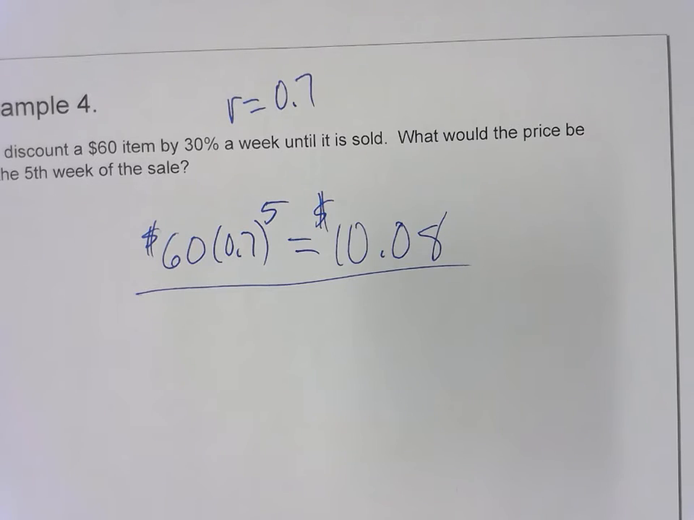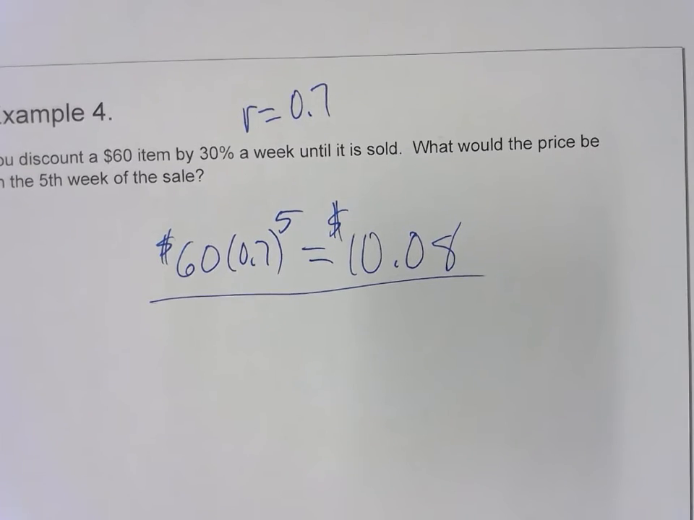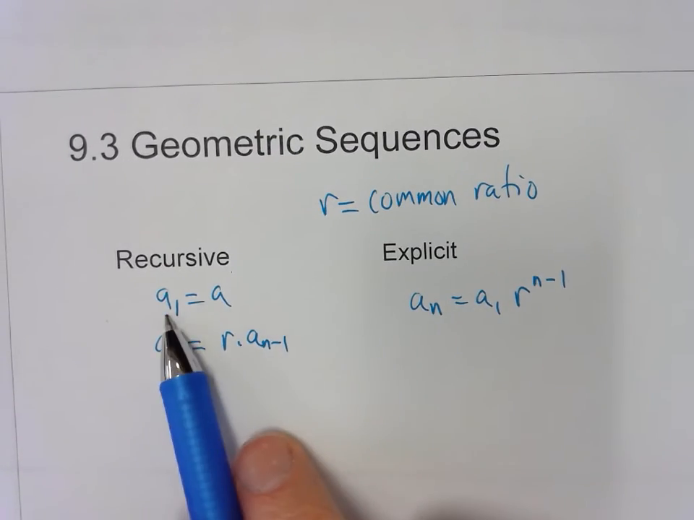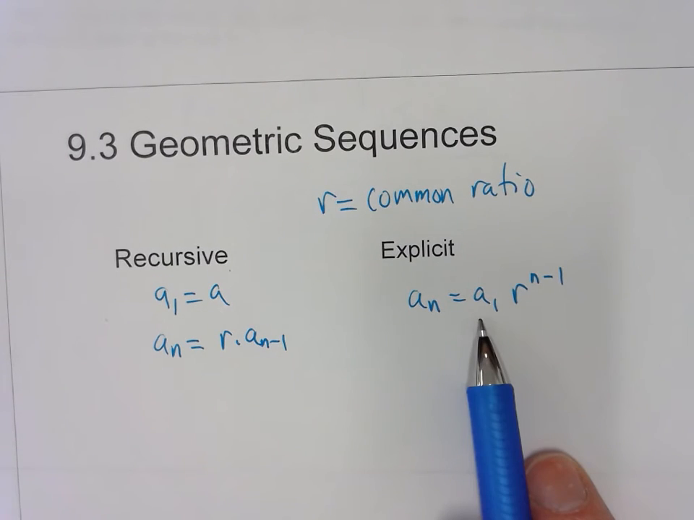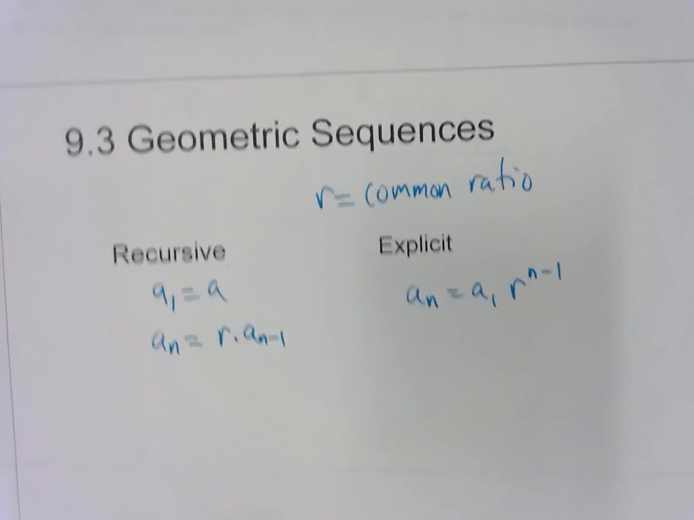So the formulas here for the geometric are here and there. And instead of finding d, we're finding r, which is the common ratio.